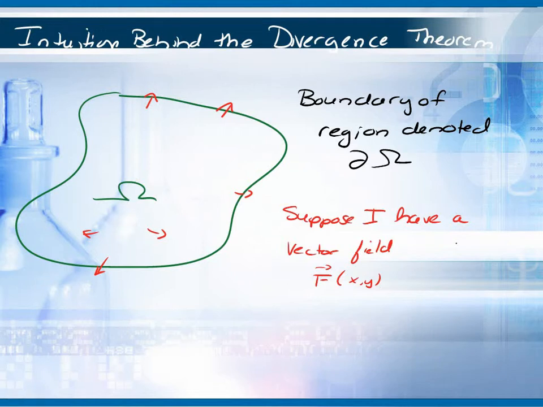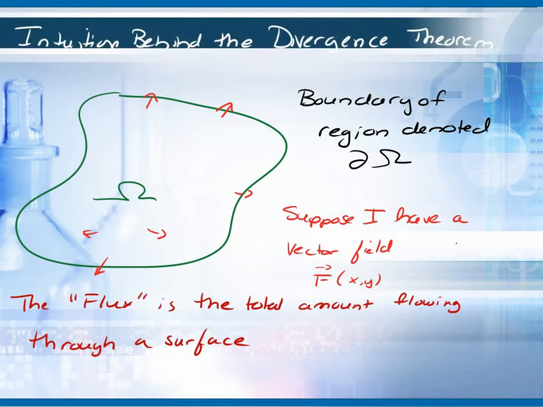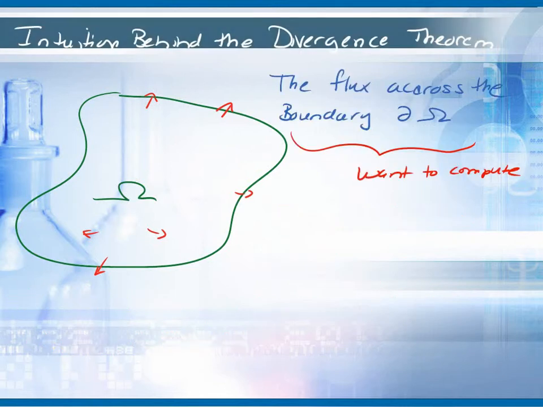So suppose inside that boundary I had some kind of vector field. That was my drawing of the vector field. What the flux represents is the total amount of whatever you're drawing with that vector field that's flowing through that surface at the edge. So what we want to compute in the divergence theorem is the flux across the boundary.